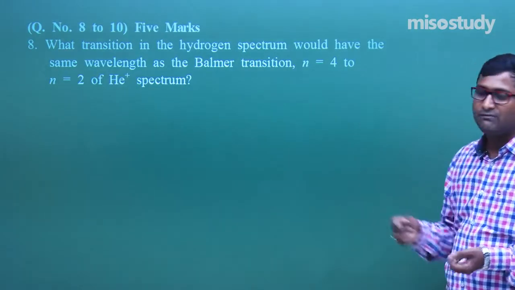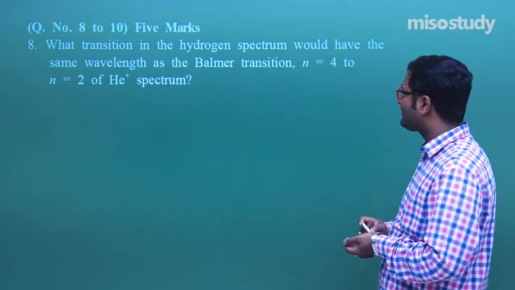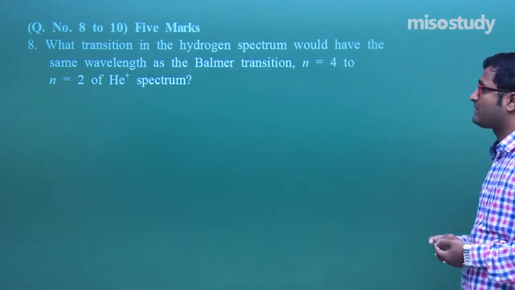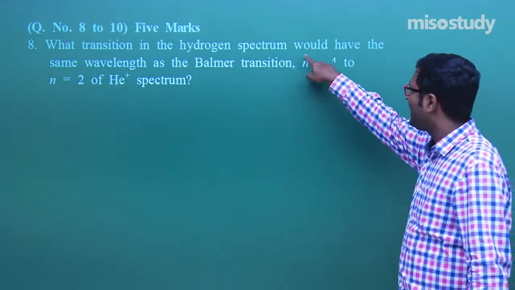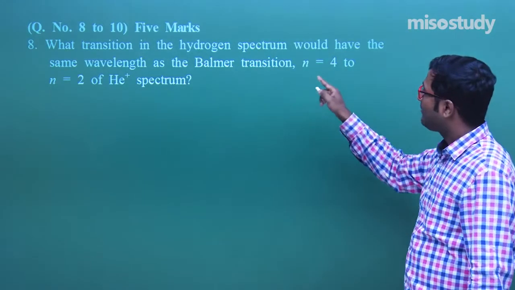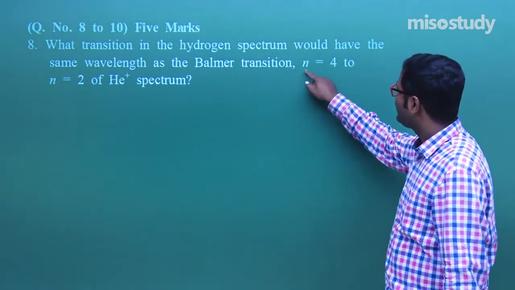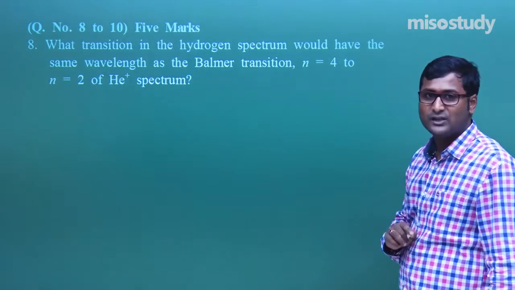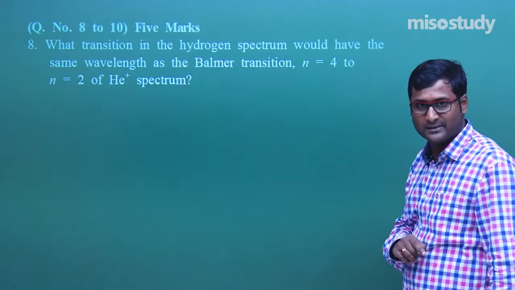So read the question carefully. What is given here? What transition in the hydrogen spectrum would have the same wavelength as the Balmer transition, that is, n is equal to 4 to n is equal to 2 for helium plus spectrum?